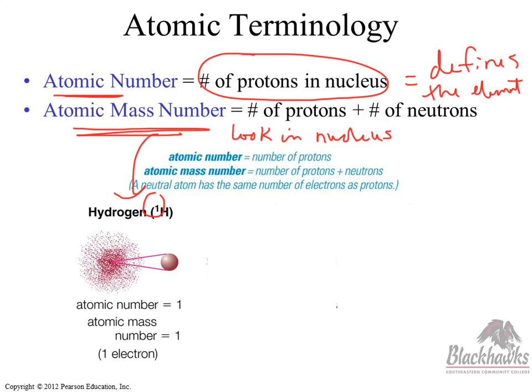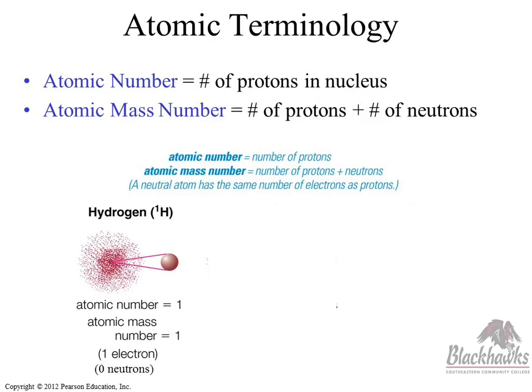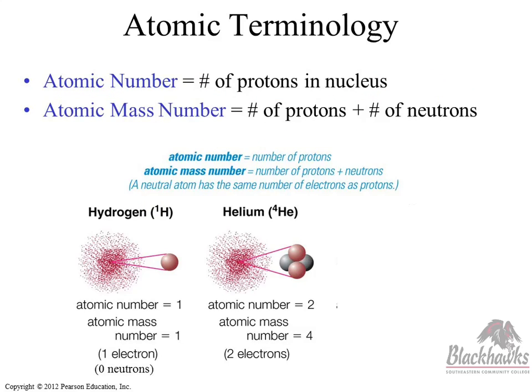Okay, so later on, we're going to be talking a little bit about something called isotopes. Okay, it must be on the next slide. Okay, so hydrogen has 1 proton, and its atomic number is 1. Helium has 2 protons. Its atomic number is 2.